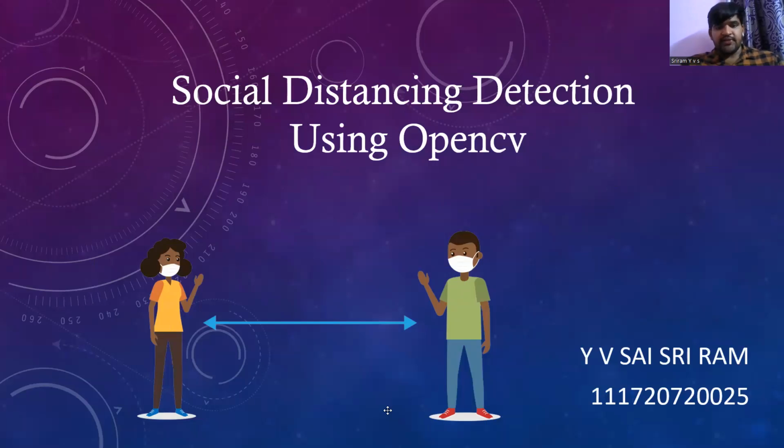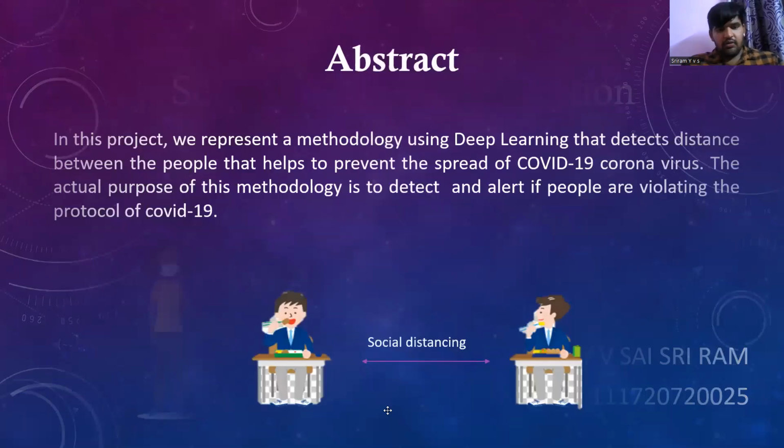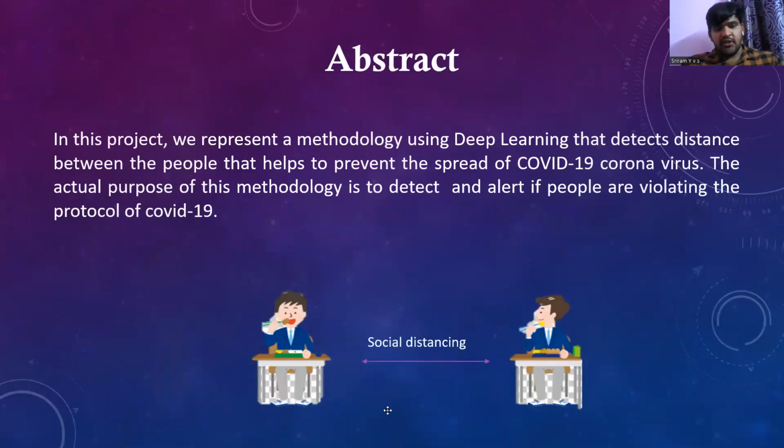Hello everyone, I am Sriram and my project is on social distancing detection tool using OpenCV. In this project, we represent a tool that is developed based on deep learning, which can recognize humans and detect the distance between them. It also helps to alert people if they are violating the protocol of COVID-19, that is social isolation.